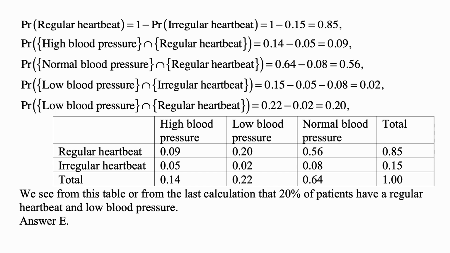And the question was, what was the probability of having low blood pressure and regular heartbeat? We calculated that as 0.20, and also we see this from the table as 0.20, and that's answer E.